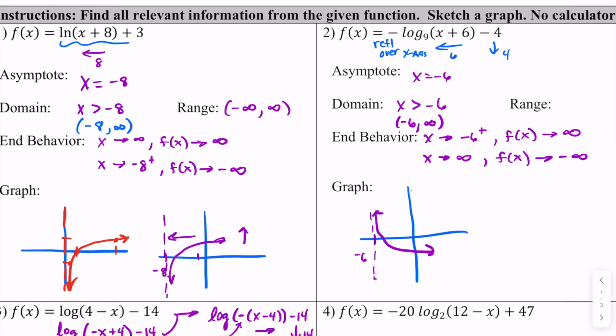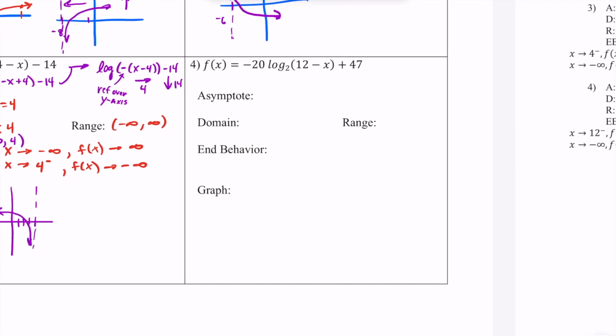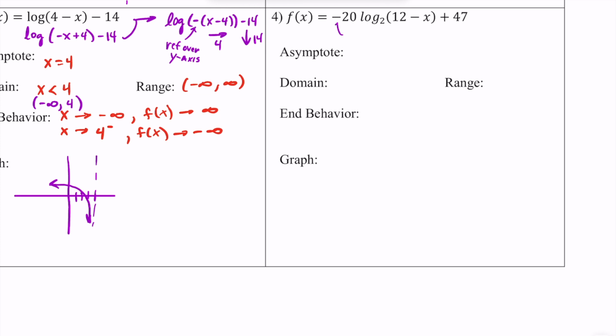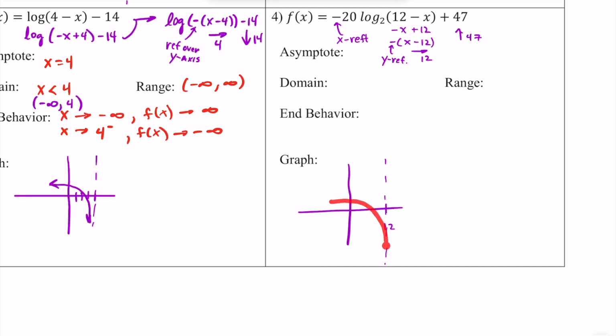Now our last problem, question number 4 here. Let's see what we've got going on. We certainly are going to be x reflected, so upside down. This becomes negative x plus 12, which is negative of x minus 12. So there's a y reflection, and right 12 and up 47. So let's see if we can get this graph right. I have to be concerned about this right 12. And it gets double flipped. So it'll be flipped reverse like this, and then flipped upside down like this. So our graph will look something like that. There we go.